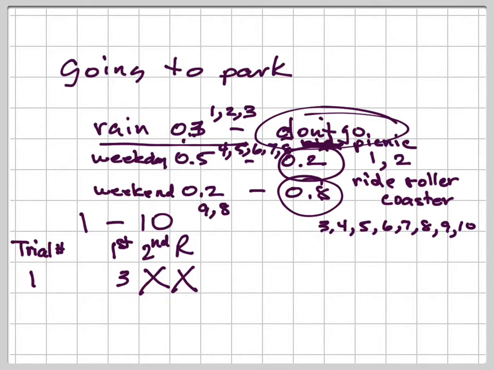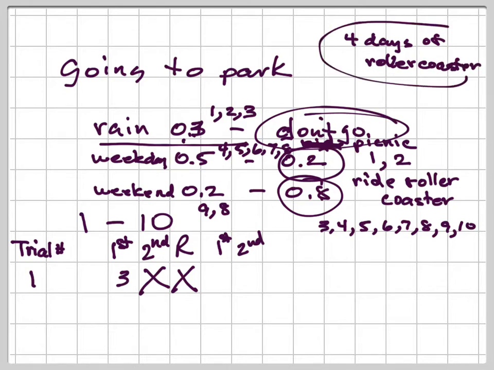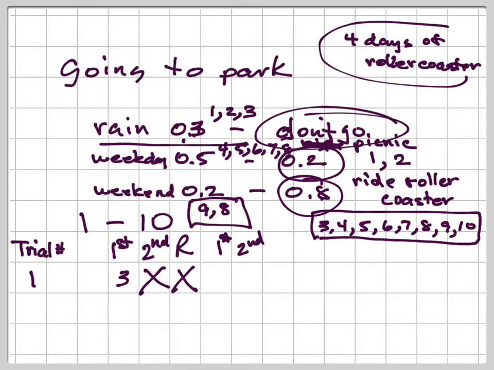Then we need a first number and a second number because we need to continue. We're saying we're on vacation and we need 4 days of roller coaster to be a success. So we're going to continue doing trials, generating random numbers, until I get this to happen 4 times. This one might not take that long.